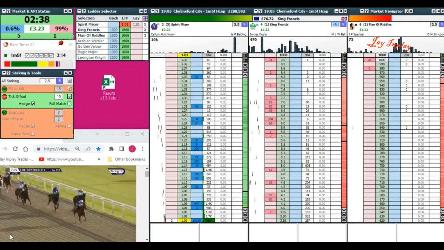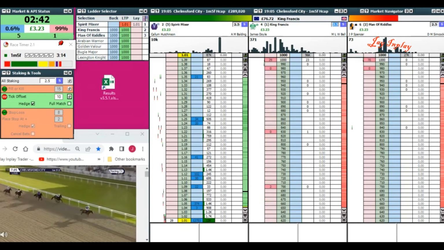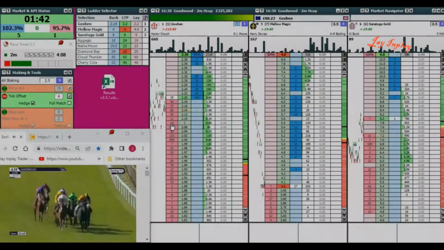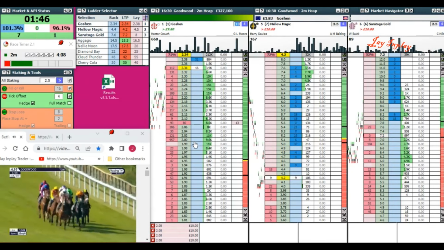King Francis in second place. Then comes Arabian Warrior and Man of Riddles. But this is impressive. Spirit Mixer, coming clear for Callum Hutchinson, has bolted up and wins by a wide margin. Now rider Harry Davis is keen to try and grab the position closest to that far rail.